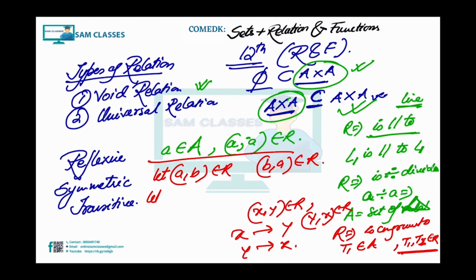What about transitive? Let's say (A, B) belongs to a relation and some other element (B, C) also belongs to the relation. Now by following these two, if I can say (A, C) also belongs to the relation, then we can say it is transitive.